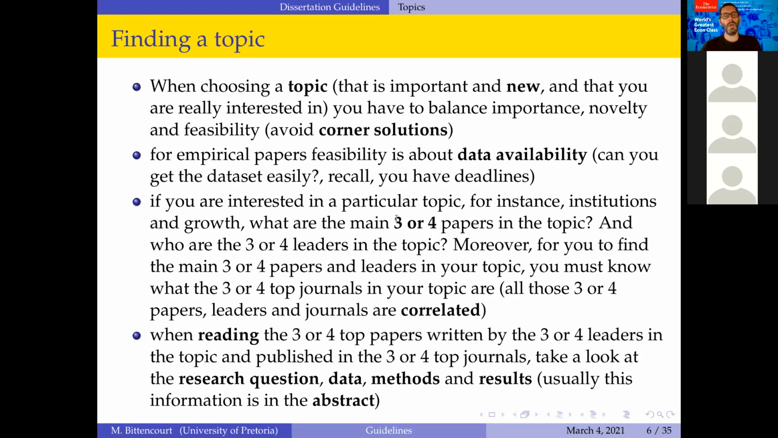As we move along, I'm going to show you the rankings not only of economists, but of journals, of papers, of everything that is available, so that you can make up your mind. The more information you have, the better choices you will be able to make. So you must know what the 3 or 4 top journals in your topic are. All those 3 or 4 papers, leaders, and journals are correlated. The 3 or 4 top guys publish in the 3 or 4 top journals. All those things are correlated.